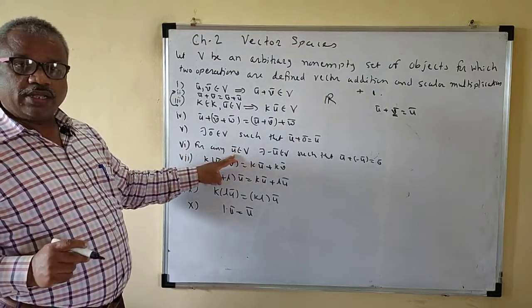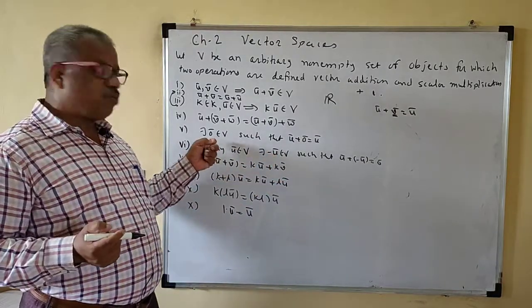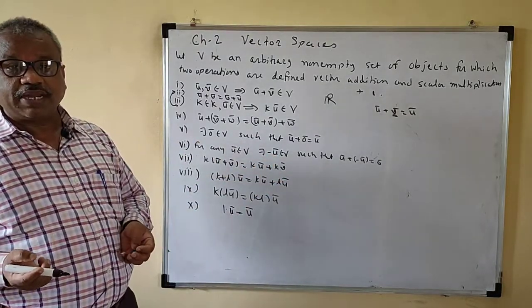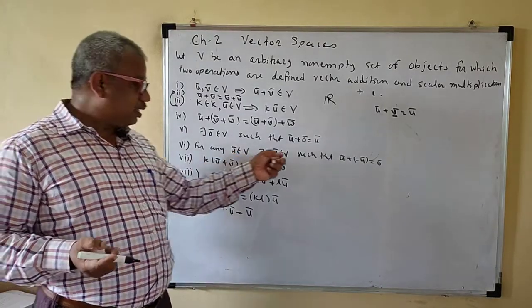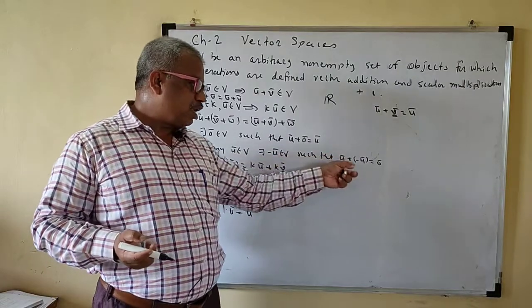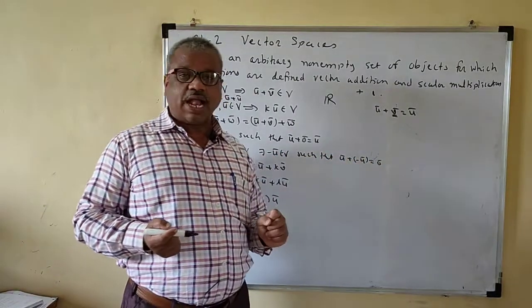For any u bar, there exists a negative vector, and this zero bar is called the additive identity. For any vector u bar, there is a negative vector minus u bar such that u bar plus minus u bar is the same as zero bar. That means this is the additive identity.